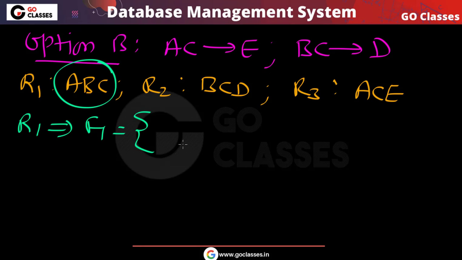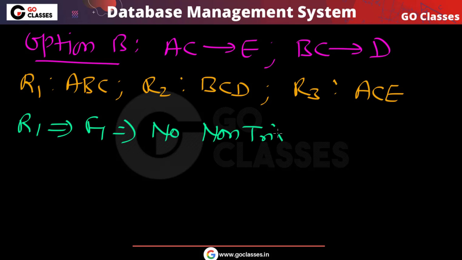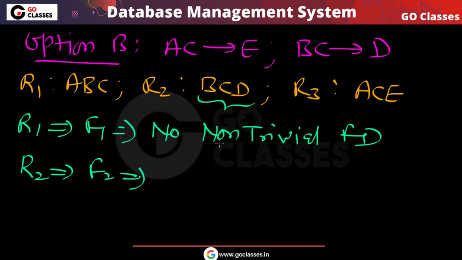but what are the functional dependencies which are applicable on A, B, C? Again, there is no non-trivial functional dependency. So here also I can say there is no non-trivial functional dependency in this relation R1. And what about R2? For BCD, what are the functional dependencies which are applicable only on B, C, D? You can notice BC implies D.